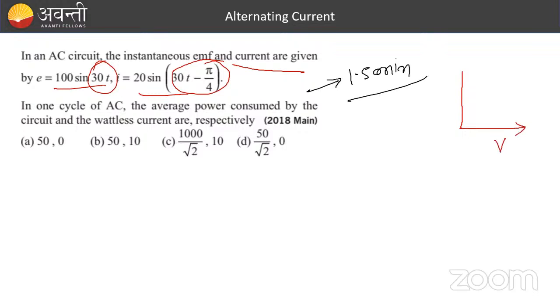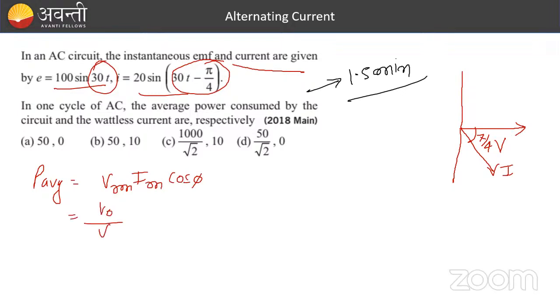सो V इज हियर एंड करंट किधर होगा, 30t माइनस पाई बाई 4. सो मेरा जो करंट है, करंट फेजर ये हुआ. And this angle is how much, pi by 4. अब यहाँ से मुझे निकालना क्या था, एवरेज पावर कंज्यूम्ड बाय द सर्किट. तो इसके लिए तो फॉर्मूला है. एवरेज पावर हम कैसे निकालते हैं, V RMS I RMS cos phi, where phi is phase difference between current and voltage, right? So V RMS क्या होगा, V नॉट बाई रूट 2, I नॉट बाई रूट 2. ये वैल्यूज तुम पुट करो.